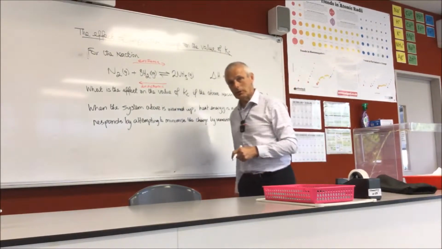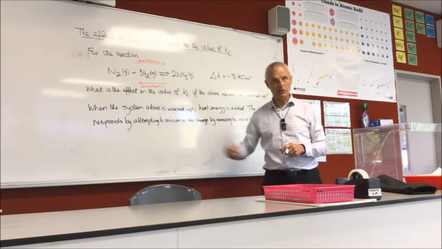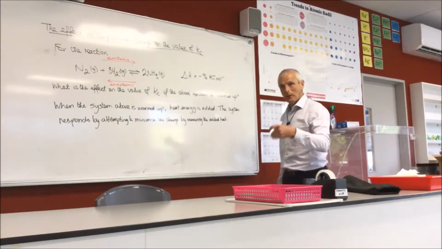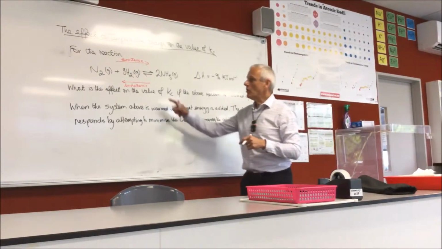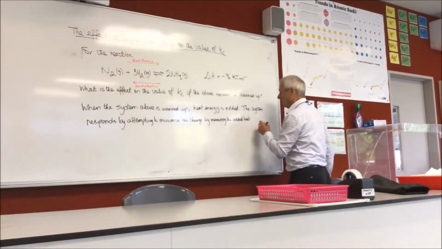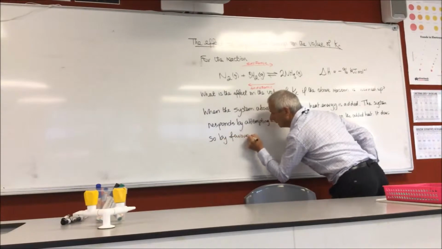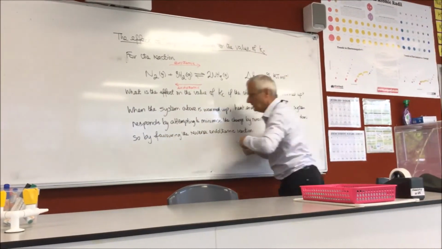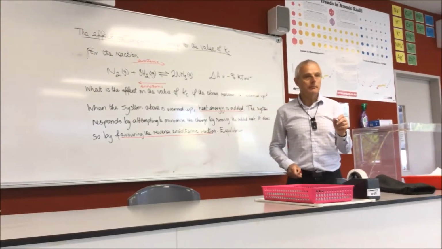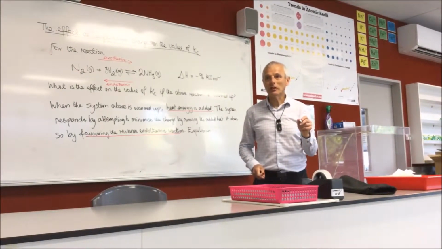So it's trying to minimise it. You've added in heat. It's going to try and take it away. So it does so by favouring the reverse endothermic reaction. So what's happening to equilibrium? You're favouring the reverse reaction.